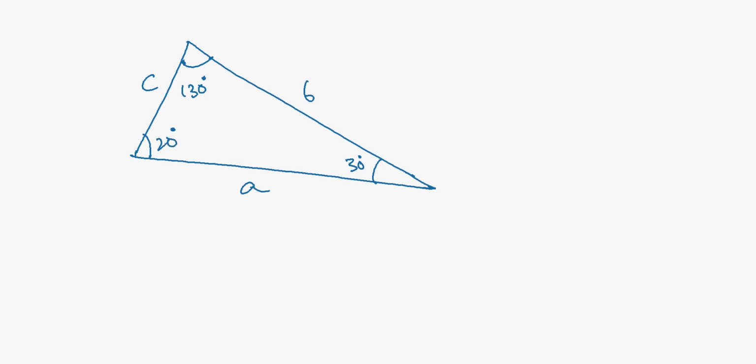But when you come to some problem where you know two angles and one side, then the other sides can be calculated. That is the situation here. You are unknown with the two sides, A and C. Calling this a, we can easily write a over sine 130 degrees is equal to 6 over sine 20 degrees.